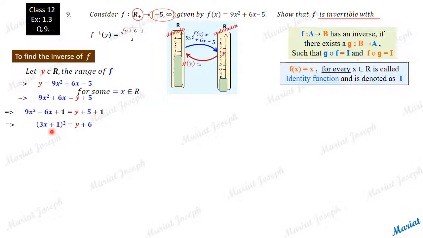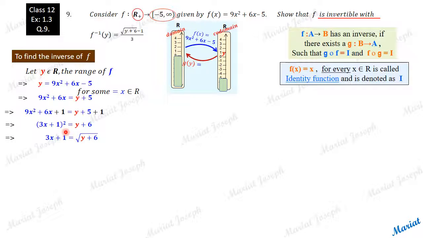3x plus 1 whole square is a square plus b square plus 2ab. If you apply, you are having these three terms: 9x square, a square; b square is 1 square, that is 1; 2ab, 2 into 3x into 1, 6x. So these three terms are equivalent to this perfect square. By this time, RHS has become y plus 6. Now remember, I am solving for x. So 3x plus 1 is equal to square root of y plus 6.